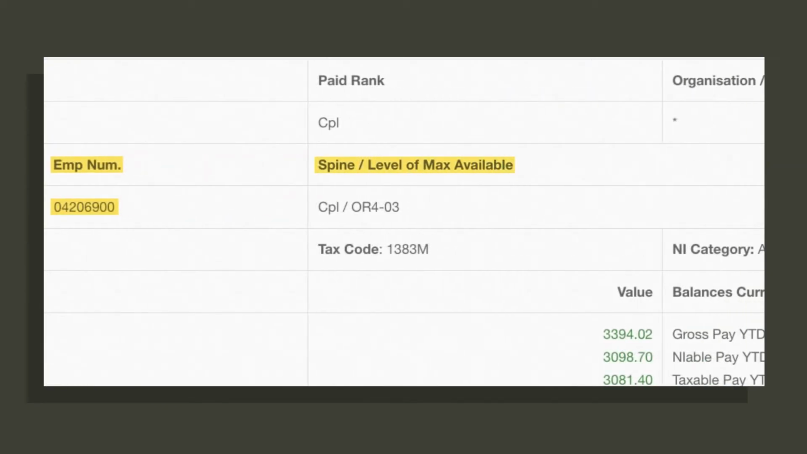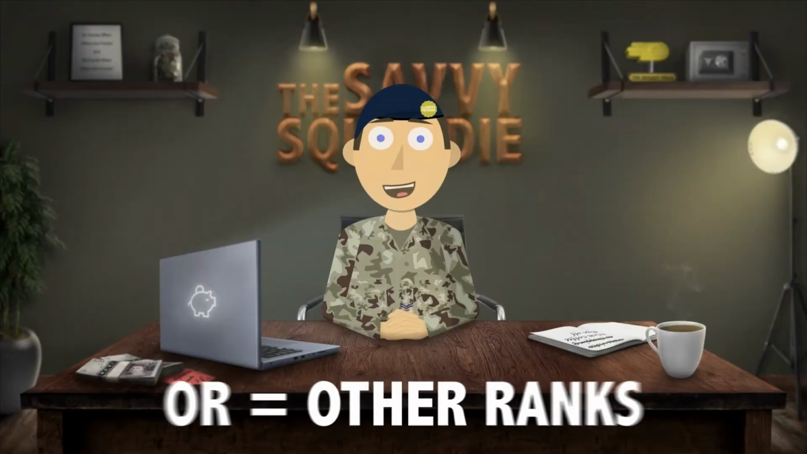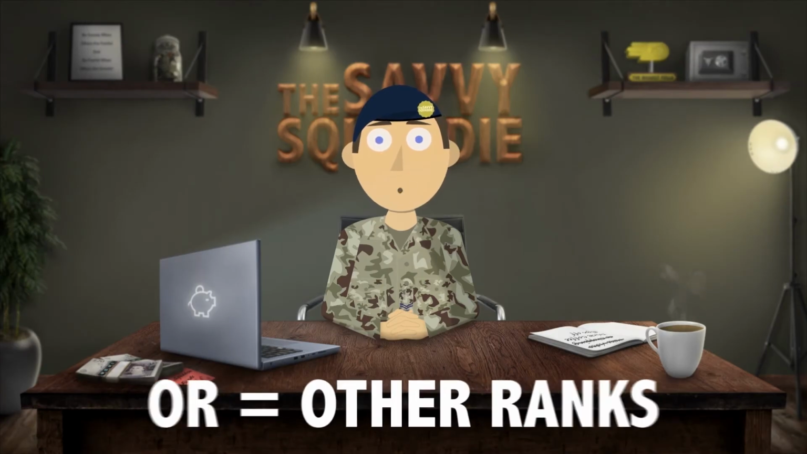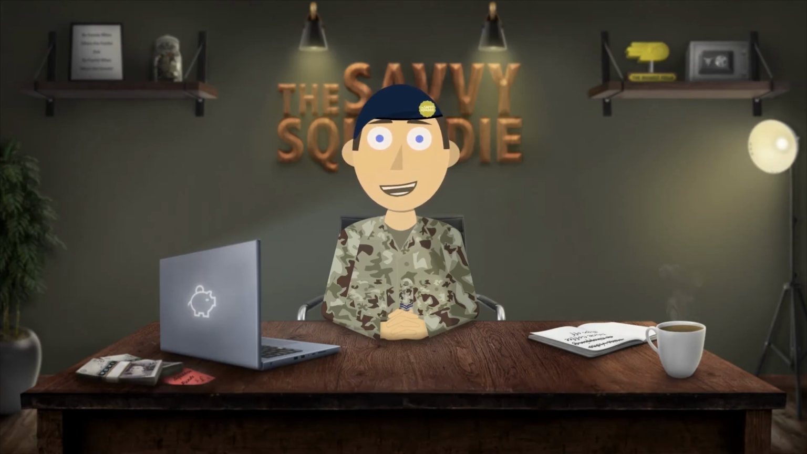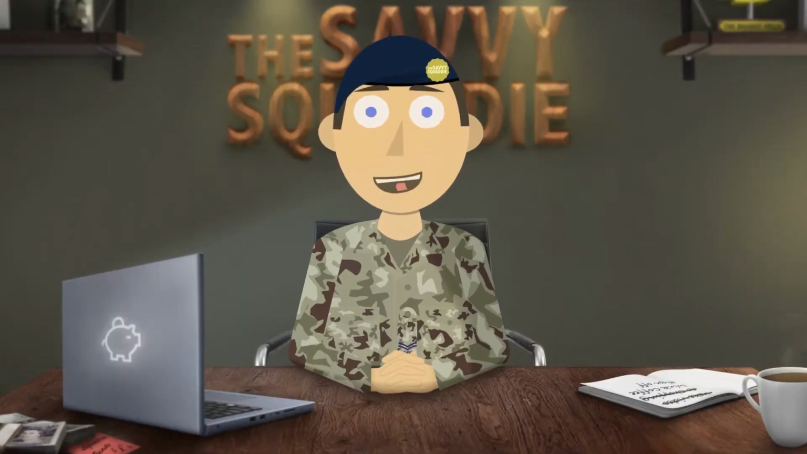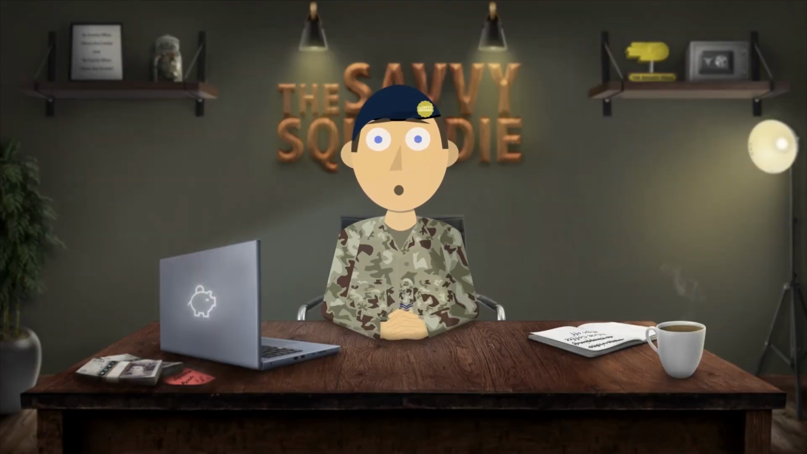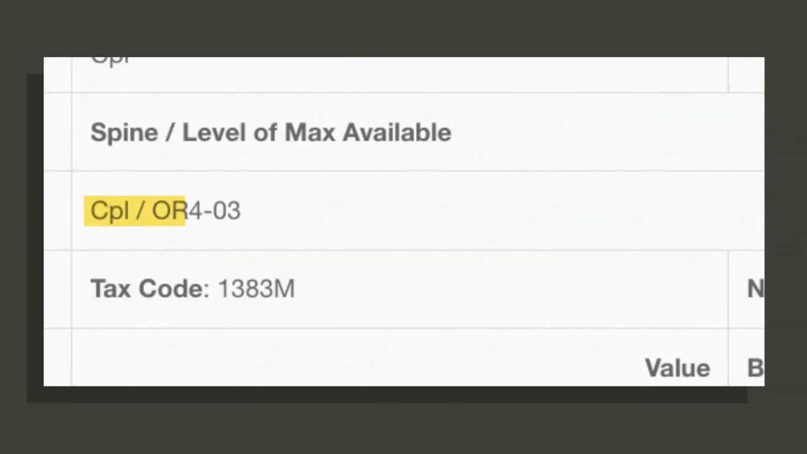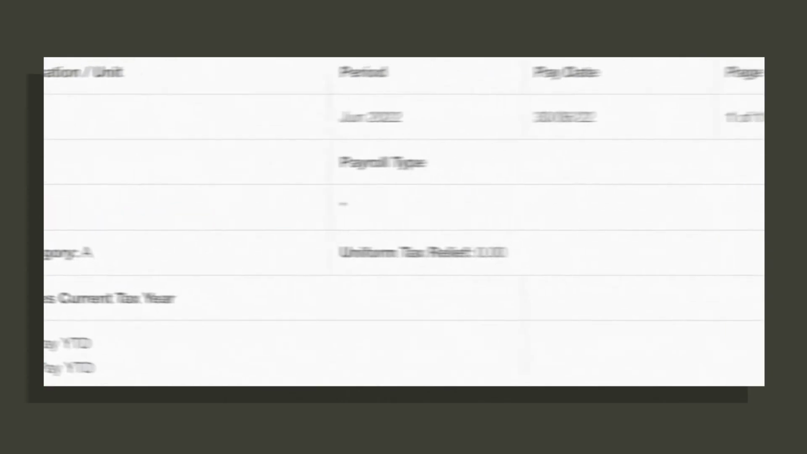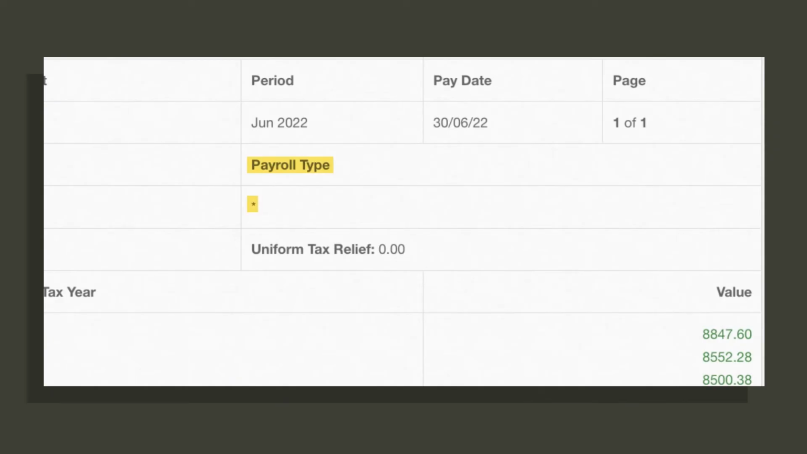Then there is your service number, and after that your spine/level of max available. This is pretty much your rank and the level in which you sit within that rank, which determines your pay. OR stands for other ranks, and it is a NATO code that attempts to match every member country's military rank to corresponding ranks used by other members. That way, when working with other nations, it's easier to distinguish the chain of command. OF is used for officers, so as a corporal, my NATO code is OR4, and I'm currently level 3 of 5. And then at the end of this line is payroll type, and another asterisk is in there.